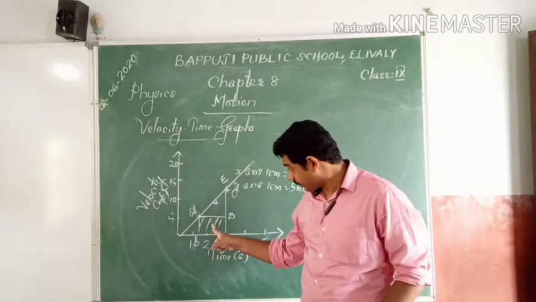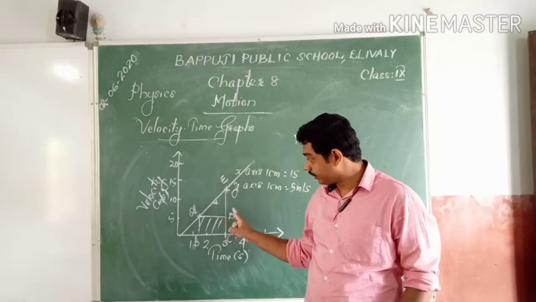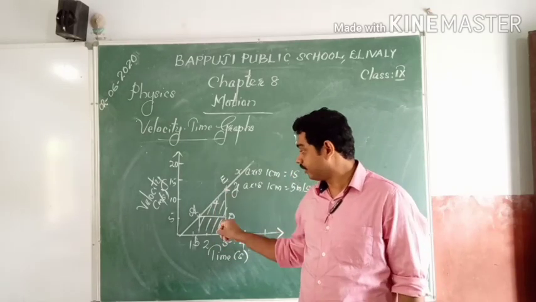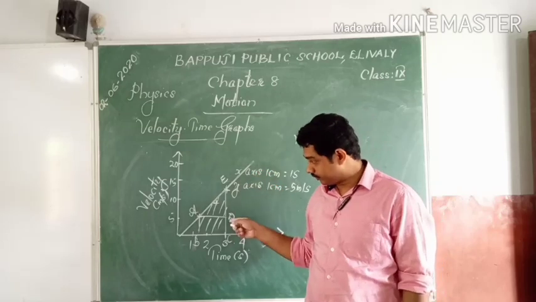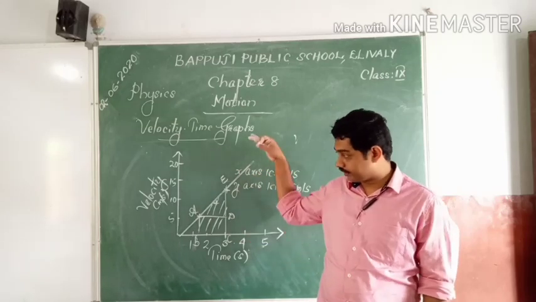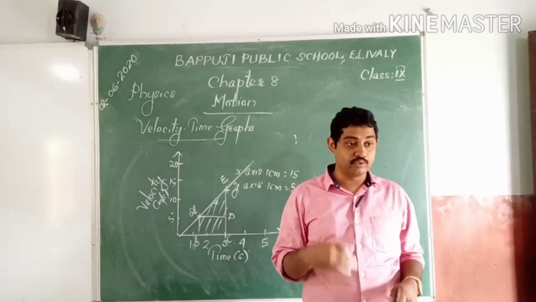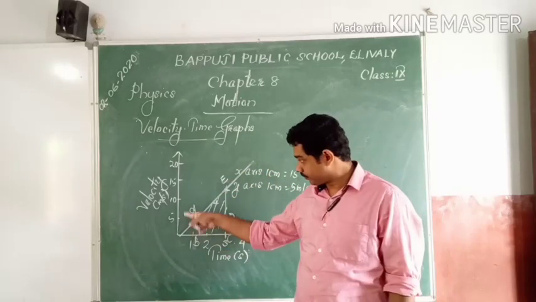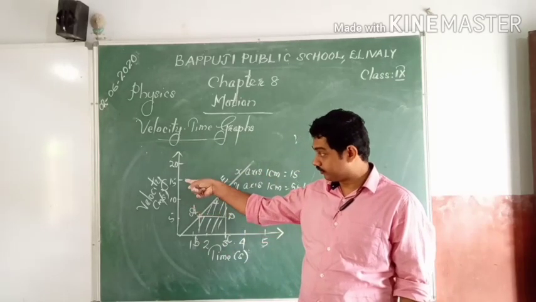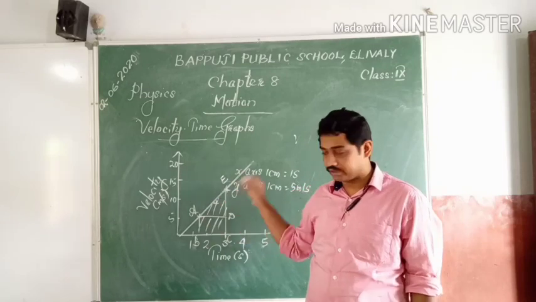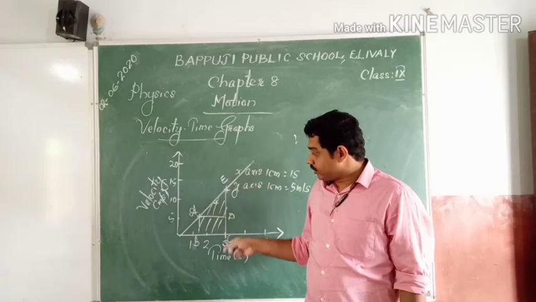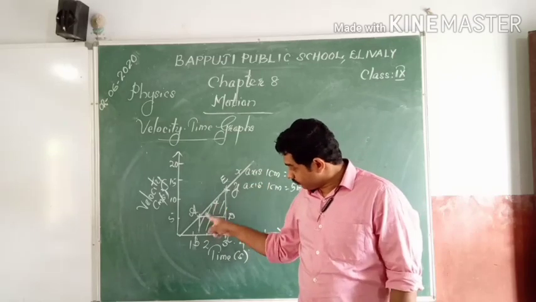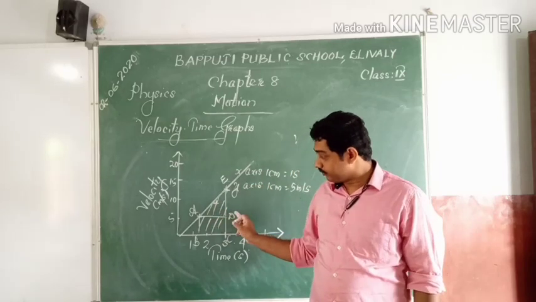The area of this rectangle plus the area of this triangle gives displacement. The area enclosed within the velocity time graph gives displacement. For uniformly accelerated motion, velocity changes at a uniform rate: 5 meters per second, then 10, then 15 meters per second. We will get a straight line, and the area enclosed within the velocity time graph gives displacement.